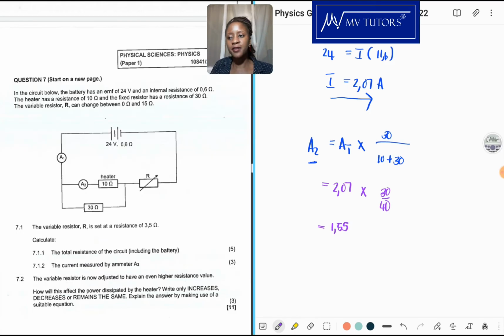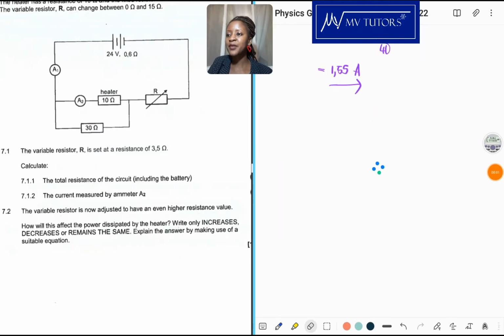There's more than one way of calculating the current. You could have used V is equal to IR. There are a lot of ways, but this is the one way I'm going to look at. Other people who have done it differently, please comment down below so that when other viewers get to see it, they can see other answers. We're working together. So now we have 1,55 amperes. Okay, 7.2.